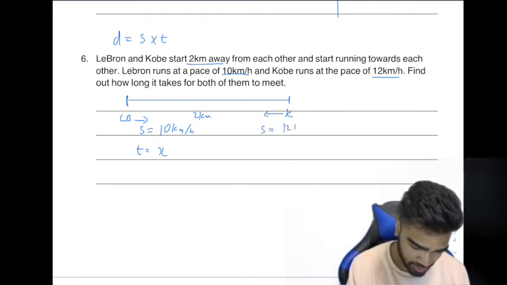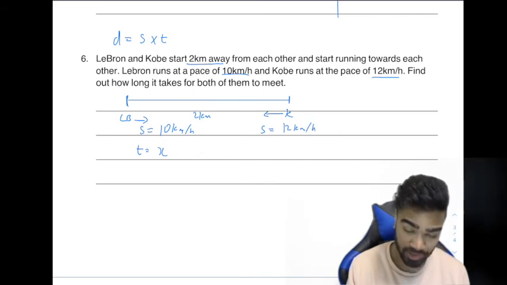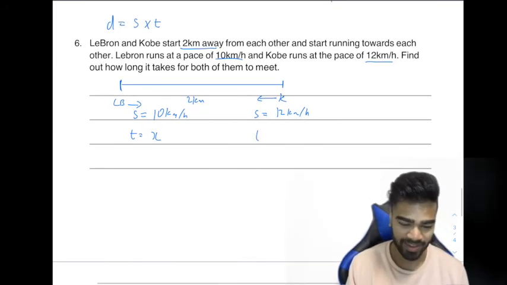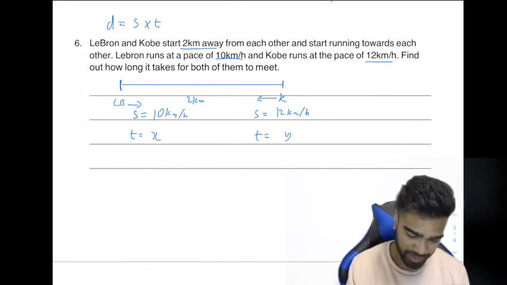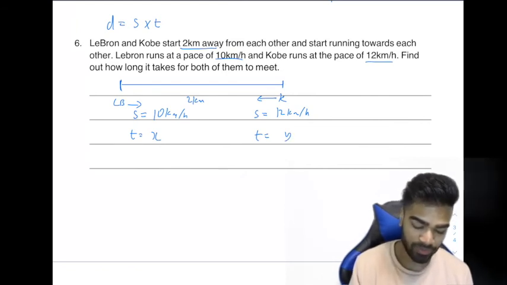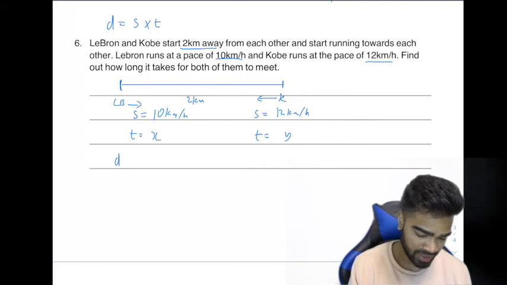His speed is going to be 12 kilometers per hour because Kobe is faster than LeBron. And then the time that Kobe takes, let's say, is y. Okay, so if we have speed and time, then what can we find? We can find the distance.